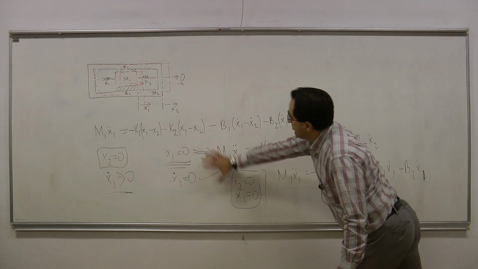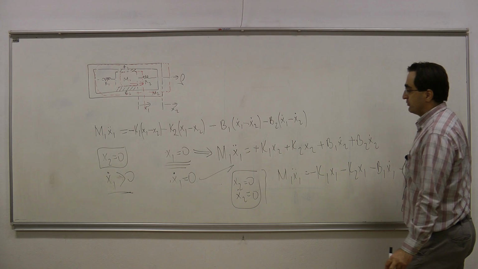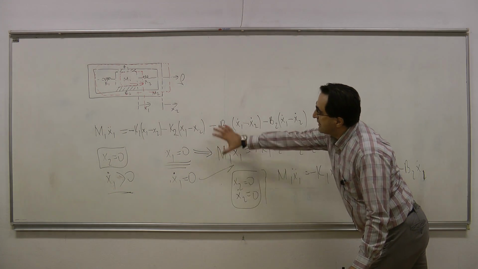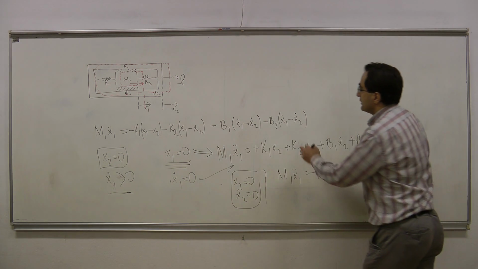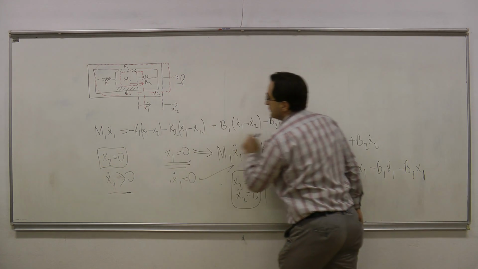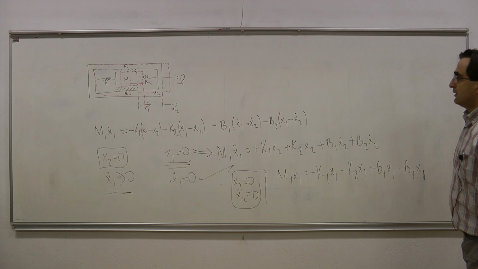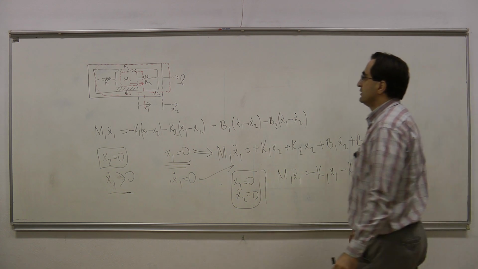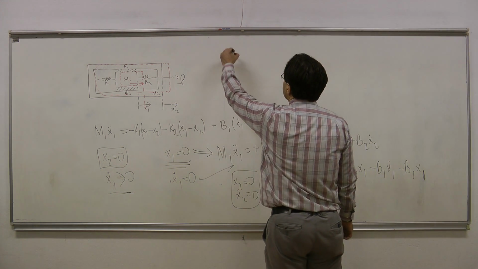If you want to combine these two equations, so if none of the masses are stationary, then it is going to be this equation which is going to be correct. Okay? So now let us write the equation for the second mass.